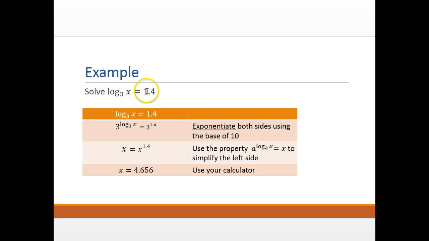Log base 3 of x equals 1.4. We're going to exponentiate both sides using base 3. This is going to give me 3 to the log base 3 of x equals 3 to the 1.4. The bases match, and you are simply left with x equals 3 to the 1.4 power, which is 4.656.